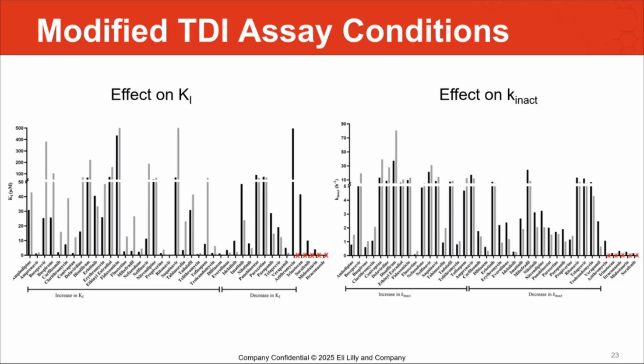While in other cases, we would decrease the Ki, making it more potent in the presence of progesterone, or decrease the activation rate, meaning that it's less inactive in its inactivation. But most interestingly, for a set of molecules denoted with the red X's, we eliminated that signal. And these were compounds that all did not have a drug-drug interaction in the clinic.